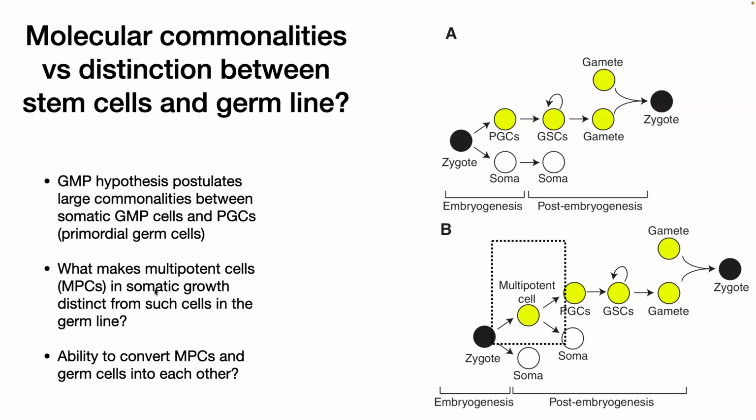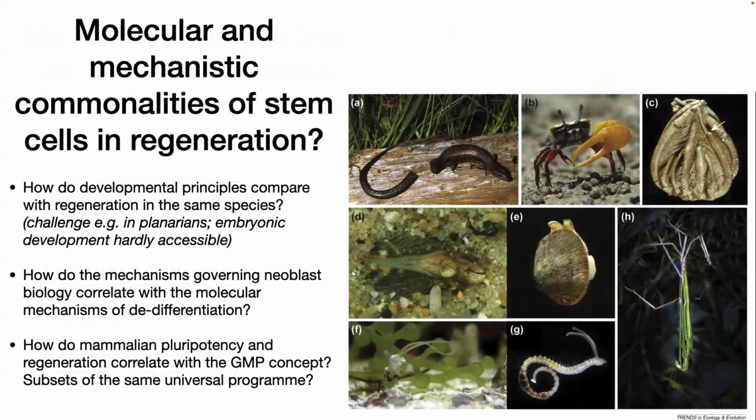A second question would now attack this aspect of regeneration. So I've showed you various examples where regeneration occurs. Regeneration, as you learned from Katharina Lust's lecture last week, is also prominent in various vertebrate systems or in other deuterostomes. And so we can ask the question, how do these systems compare with each other? And how do the developmental principles and developmental programs involved in early development compare with regeneration in the same species?